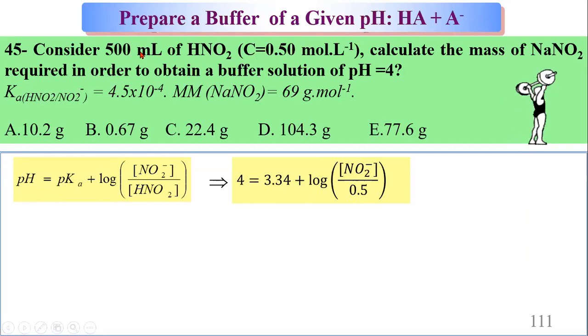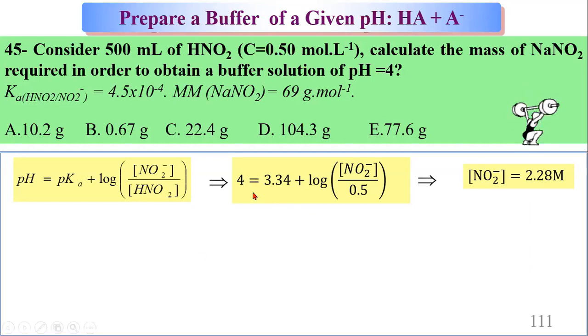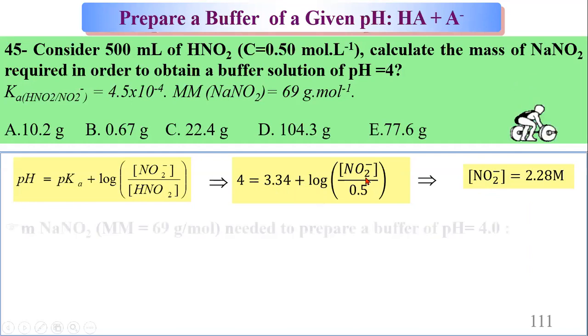And again, I don't need to put volume here. I already have a concentration 0.5, so that's enough. You don't have to multiply that by 500 and then divide by 500, okay? You don't need that. You already have a concentration. So find the concentration of NO2 minus that you need to make up this buffer. What you have to do is, again, this is mathematics, 4 minus 3.34, take the antilog, so 10 to that value, multiply by 0.5, you get the NO2 minus.